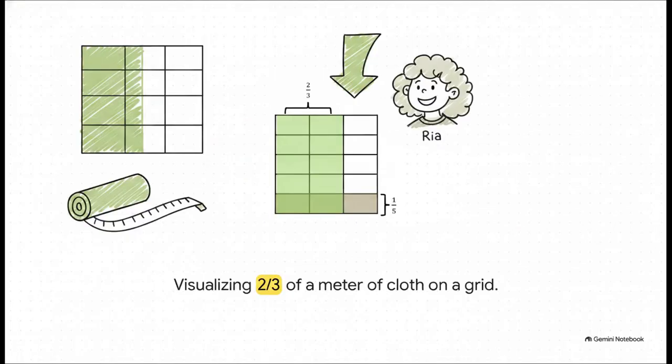Now, what's really interesting about this slide is this is where we leave abstract numbers behind for a moment and step right into the physical space of math. Bringing back Ria's cloth problem, she has 2/3 of a meter, right? The beauty here is that we can just draw it out. We take a whole grid, representing 1 full meter, and divide it into 3 vertical columns. We shade in 2 of them green. Boom. That green area, that's our 2/3.